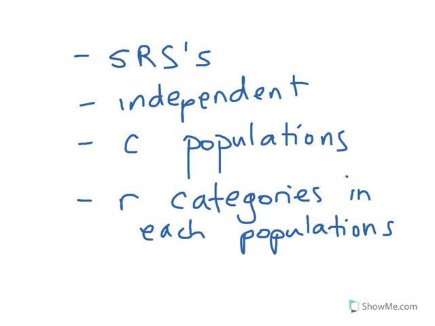Our null hypothesis would be that in each of the C populations, we have the same proportion of individuals in the categories. So within each population, we have the same proportion of individuals in each category. So notice we're saying the same proportion, not necessarily the same count. Okay? In other words, that there's not really any difference between them. The alternative is going to say that being in one population or another is going to make a difference in terms of what categories you might end up in.